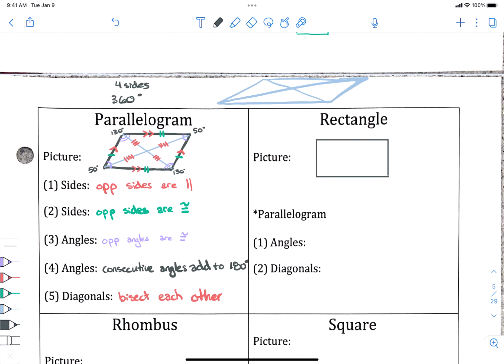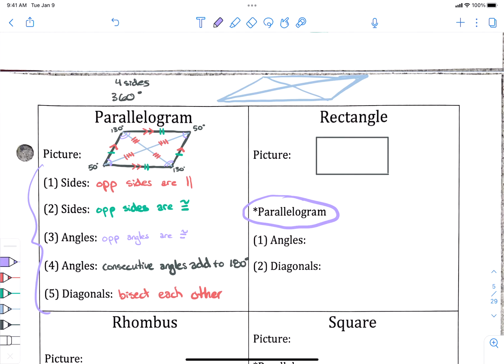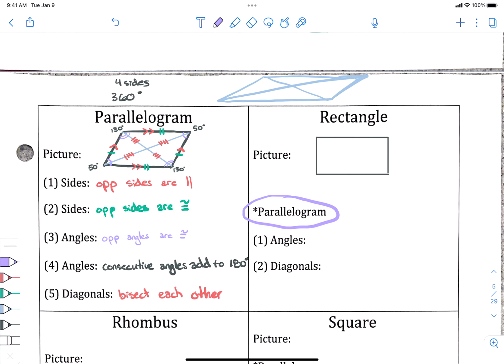And one thing that I will say here is on this rectangle box, you see where it says star parallelogram, right? What that means is that all of these things apply. And in addition to that, we have two more special things that a rectangle has that a regular old parallelogram does not, okay? So that's kind of how that works. All of these things apply, but in addition to that, two more, okay? So he has a parallelogram, great.